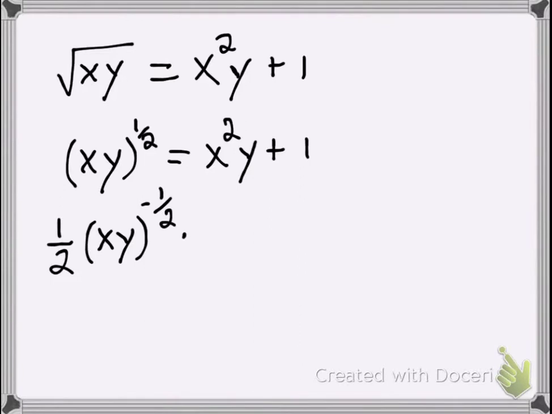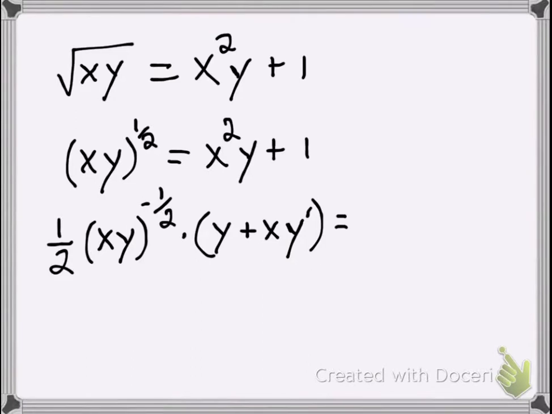And then we're going to multiply that by the derivative of the inside function. The inside function is xy. And in order to do that derivative, we have to use the product rule. So the product rule tells us we can take the derivative of x first, which is 1 times y, plus x times the derivative of y, and the derivative of y is y prime. So that's the first part.